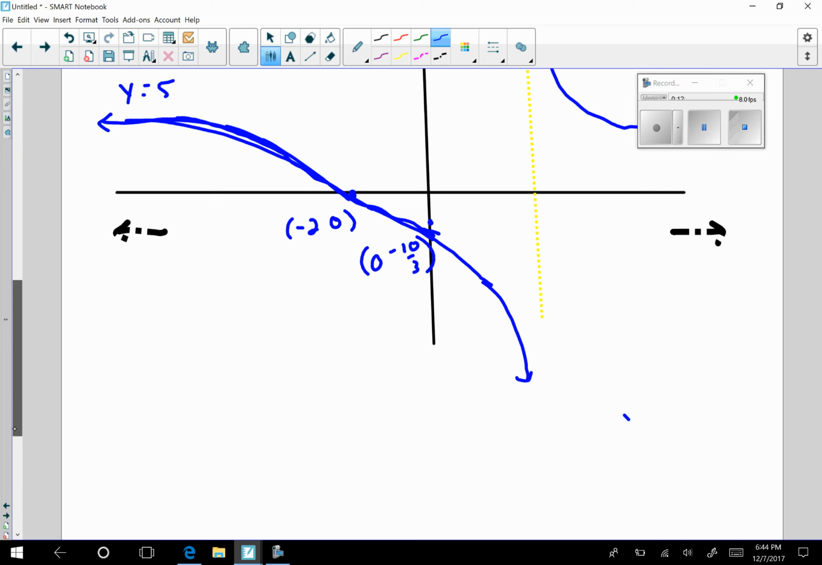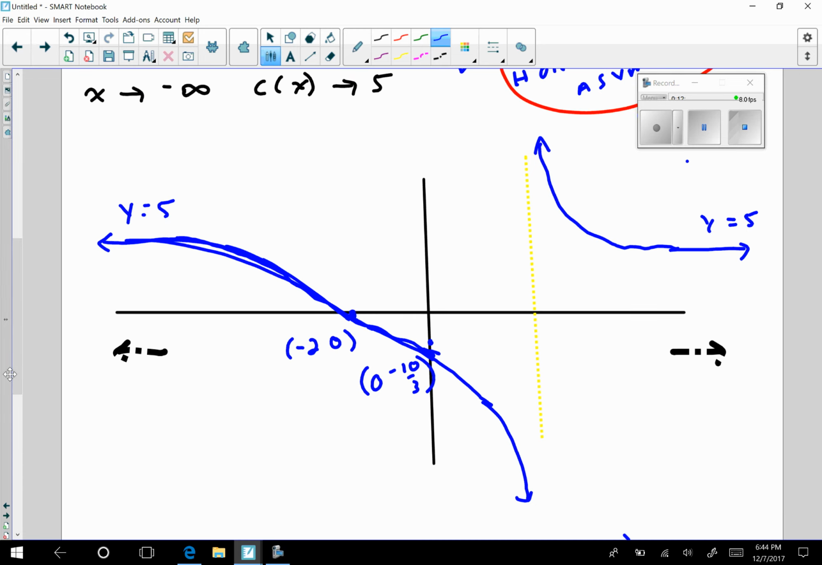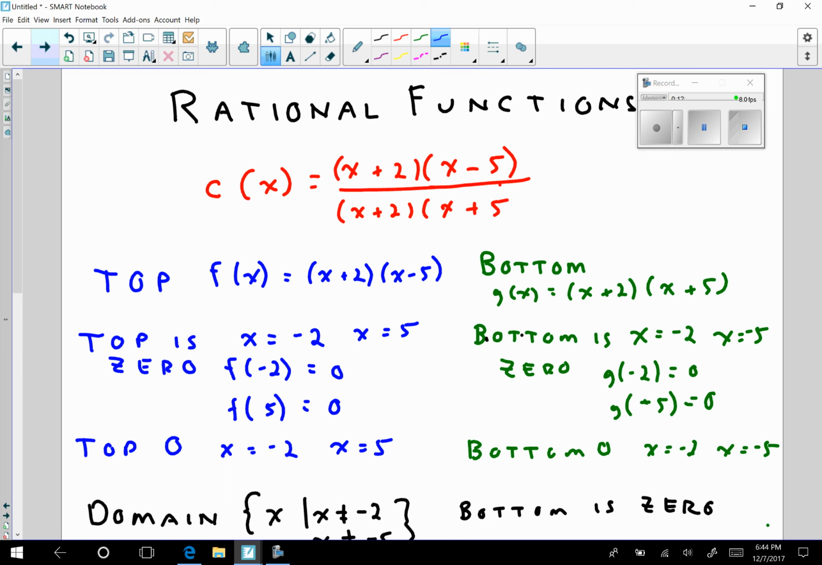Let's try another one, shall we? I think we have time for another one. Oh my goodness. C of x is this rational function, x plus 2 times x minus 5 over x plus 2 times x plus 5. Again, we're going to do the same thing because it's such valuable information. You could pause the video if I'm going too fast.